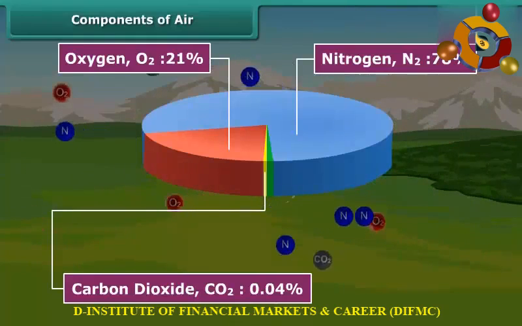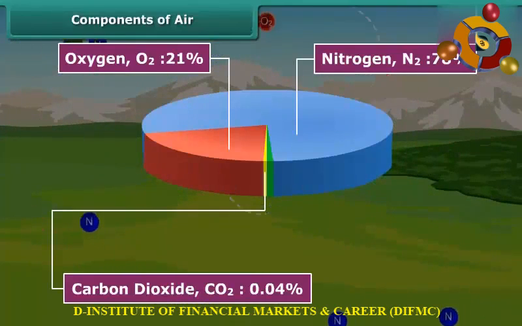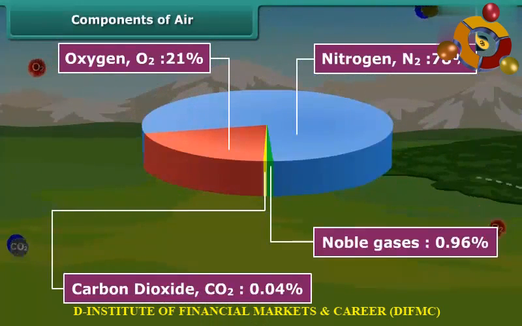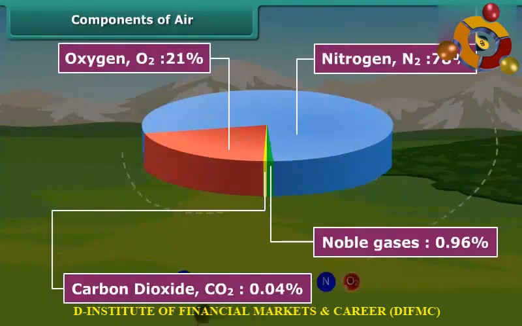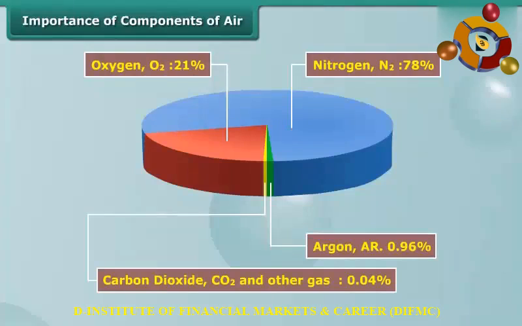Besides these 3 gases, air also contains water vapor, dust particles, and some other gases known as noble gases. Since the noble gases are present in negligible quantities, they are known as rare gases. Every component of air is important and has a role to play.